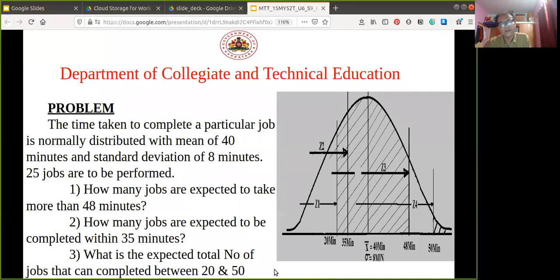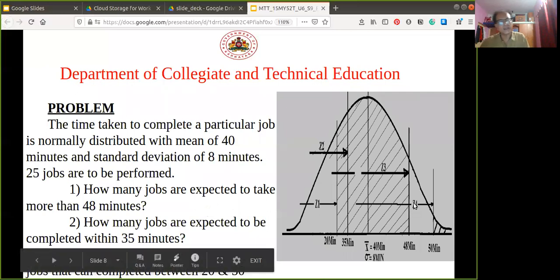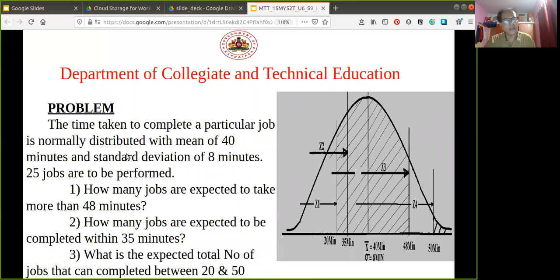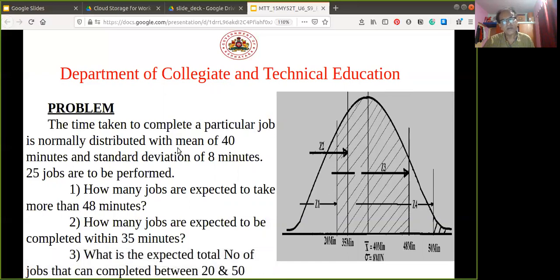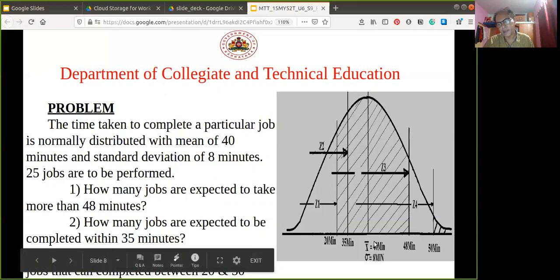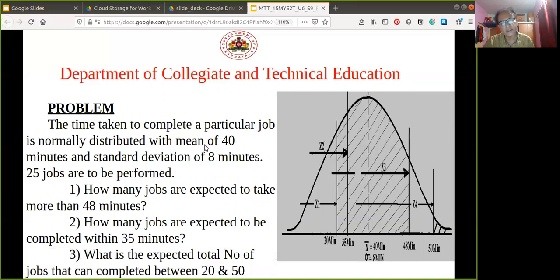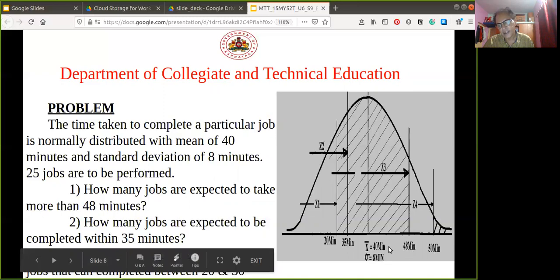I'll take a problem here. What exactly does this problem say? The time taken to complete a particular job is normally distributed, with the mean of 40 minutes, and the standard deviation of 8 minutes. So mean is 40 minutes, standard deviation is 8 minutes.